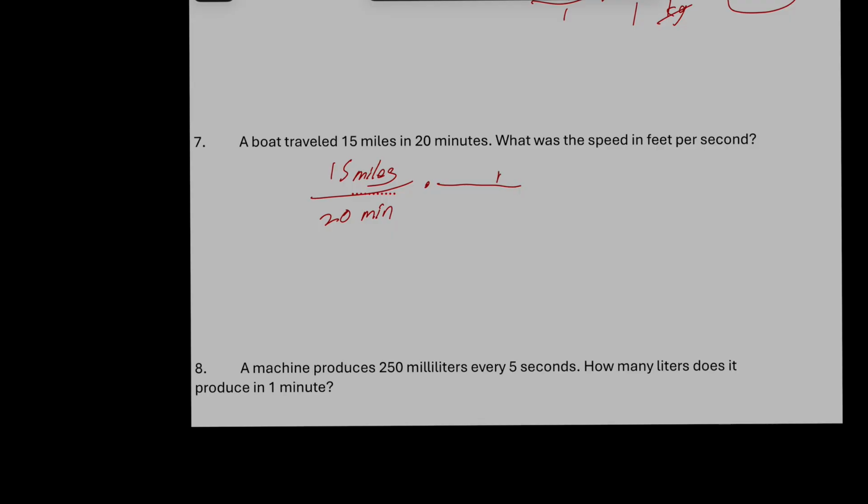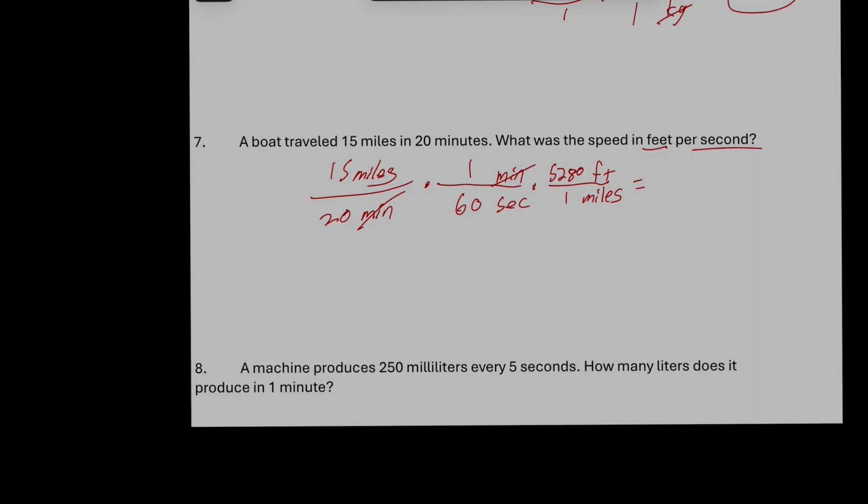So let's go ahead and do the time first. I'm going to go minutes here and seconds here. You have 60 seconds inside of 1 minute. Minutes cancel out, and now I'm in seconds, which is what I want. But now I've got to get it in feet, and it's in miles. That's okay. We know that there's 5,280 feet inside of 1 mile.